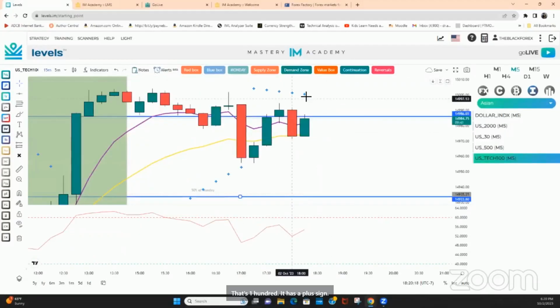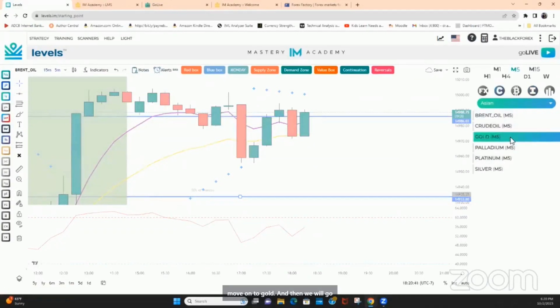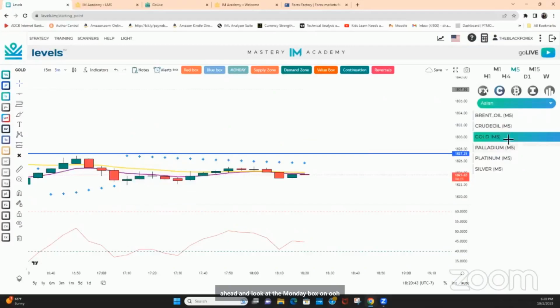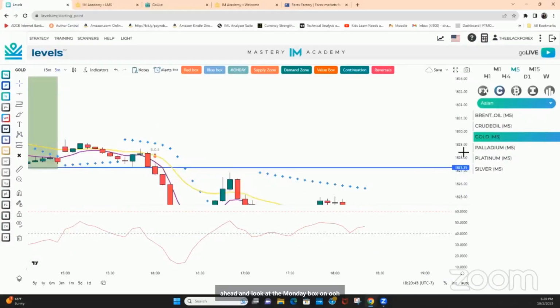NAS 100, make sure you press that 15-minute chart. NAS 100 has a plus sign. So we're holding up on the buy and we're holding up for the sale. Be anxious for nothing. All money is not good money. We want to hold up on that because we either want this to push and get rid of that plus, or we want the EMAs to cross and it to sell down. Let's go ahead and move on to gold, and then we will look at the Monday box.